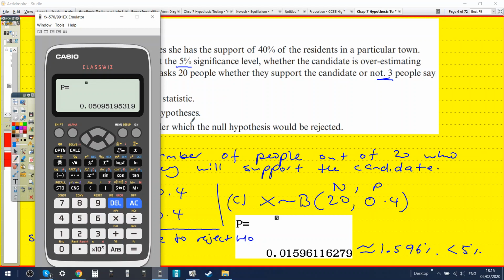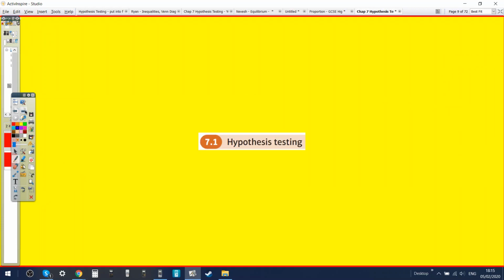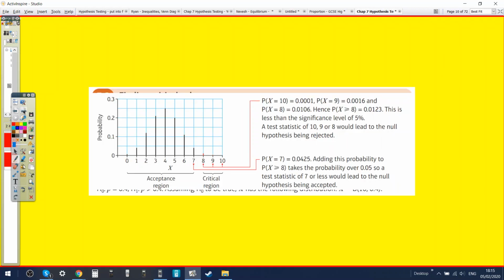And so if they asked 20 people and 4 said they'll support her, would you accept H null or H1? H null. And why is that? Because then it's above the significance level. Correct. It's just above the significance level, and so you could be like 94% sure, but not 95% sure or less, and that's what they want. That's hypothesis testing.